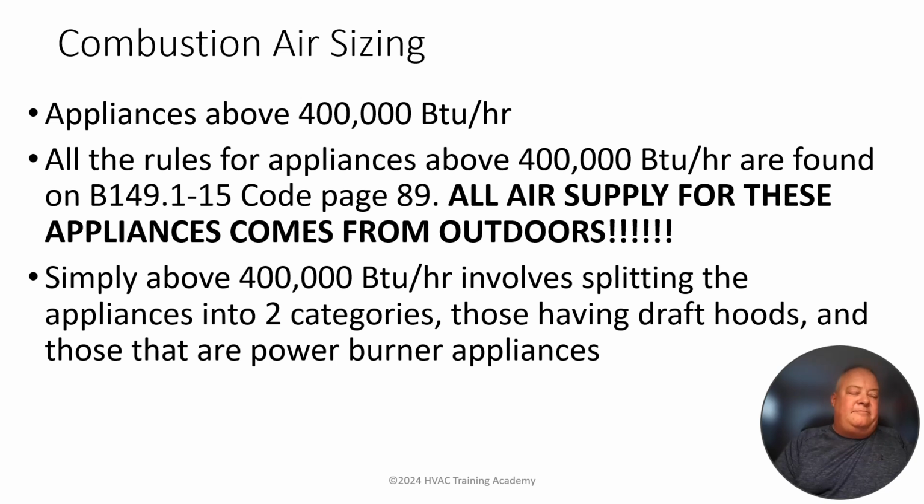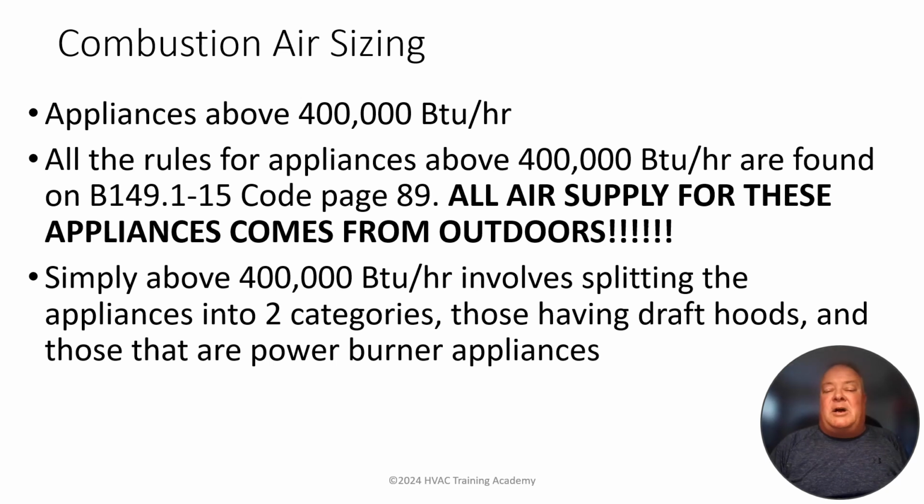The next piece here is above 400,000 BTUs. The great thing about this is everything is outdoors. There's no more, are we going outside? Nope, it's all outdoors. So it splits the appliances again into two categories. And keep in mind, they don't have to be above 400,000 BTUs individually to get in this mode. We could have three 200,000 BTU appliances equal 600,000, but if they're in the same room, the rules above 400,000 BTUs kick in.